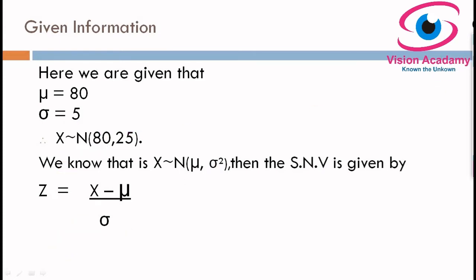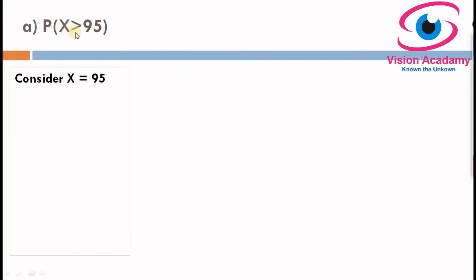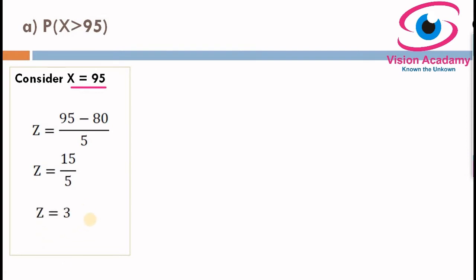So now let us consider them one by one. Firstly, our example is the probability of x greater than 95. Consider x equal to 95. We know the formula z equals x minus mu divided by standard deviation. So if we apply that formula, our x is 95, standard deviation is 5, and mu is 80. So 95 minus 80 divided by 5. When we simplify this, 95 minus 80 is 15, and 15 divided by 5 gives our z value of 3.